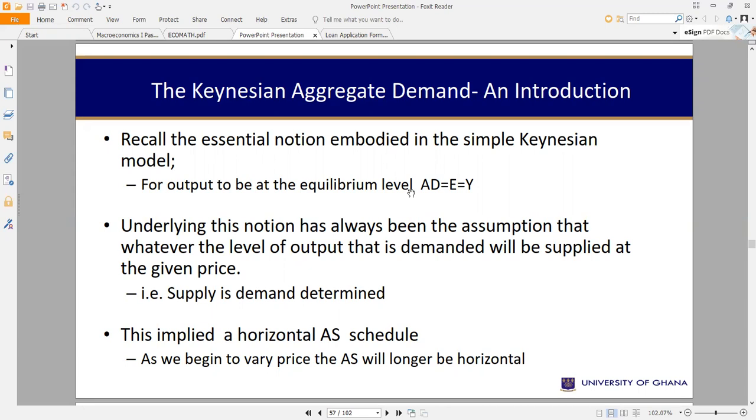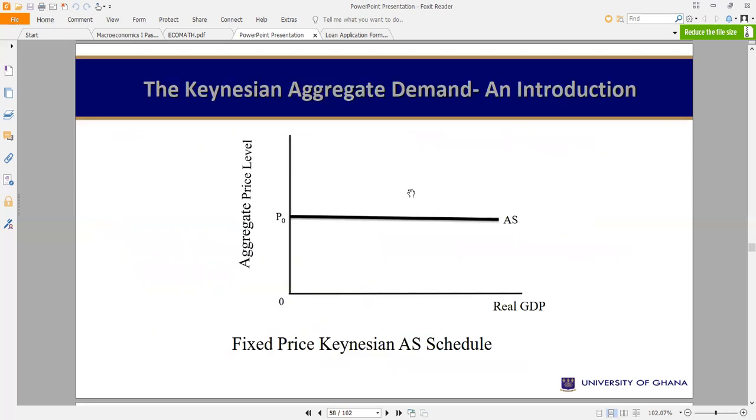But what if the AS curve isn't horizontal, which means that the relationship between price and the output is different from what we initially saw. So here price won't be constant. When we allow price to vary, then what exactly is going to happen to this model? So that is what we want to look at.